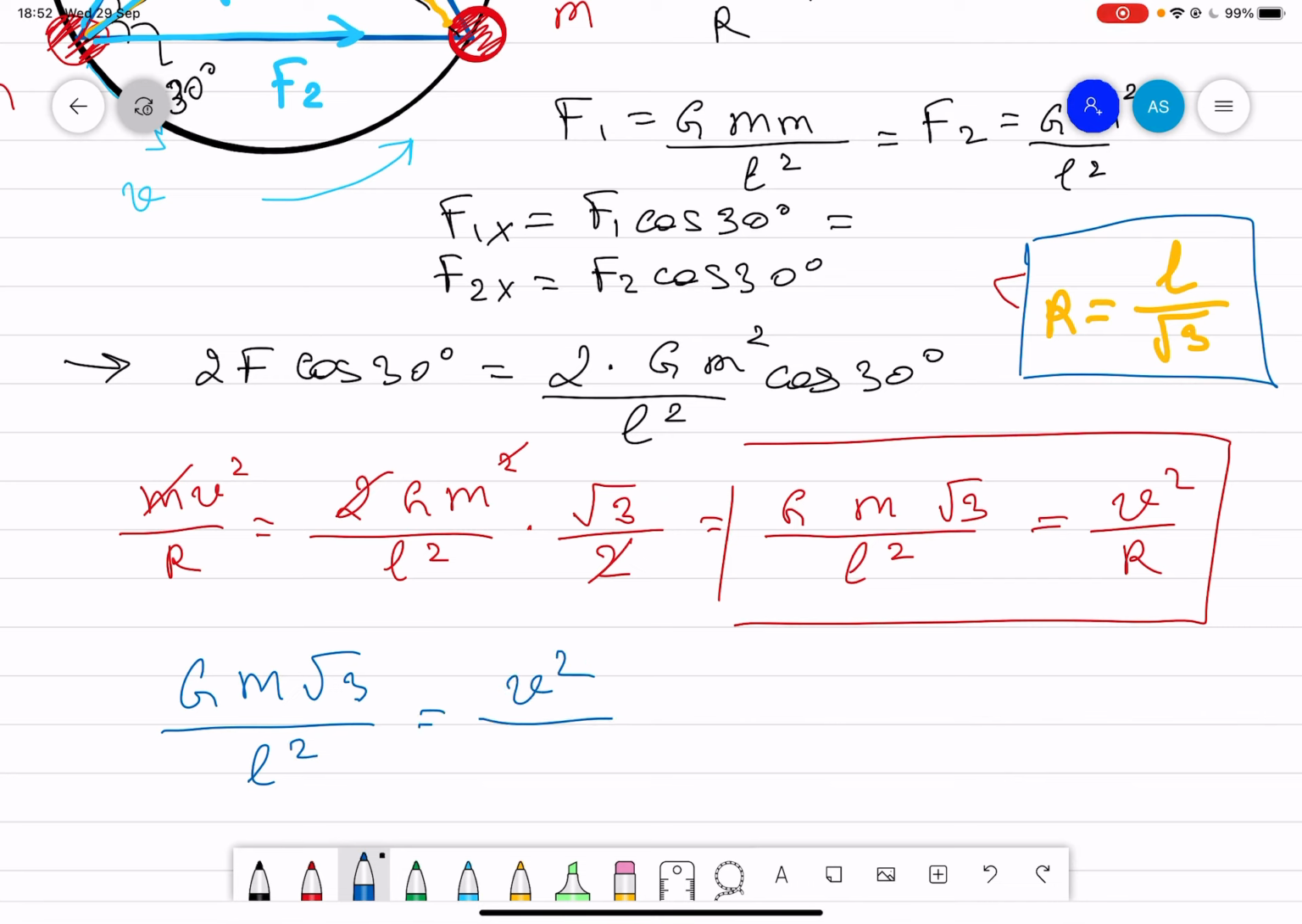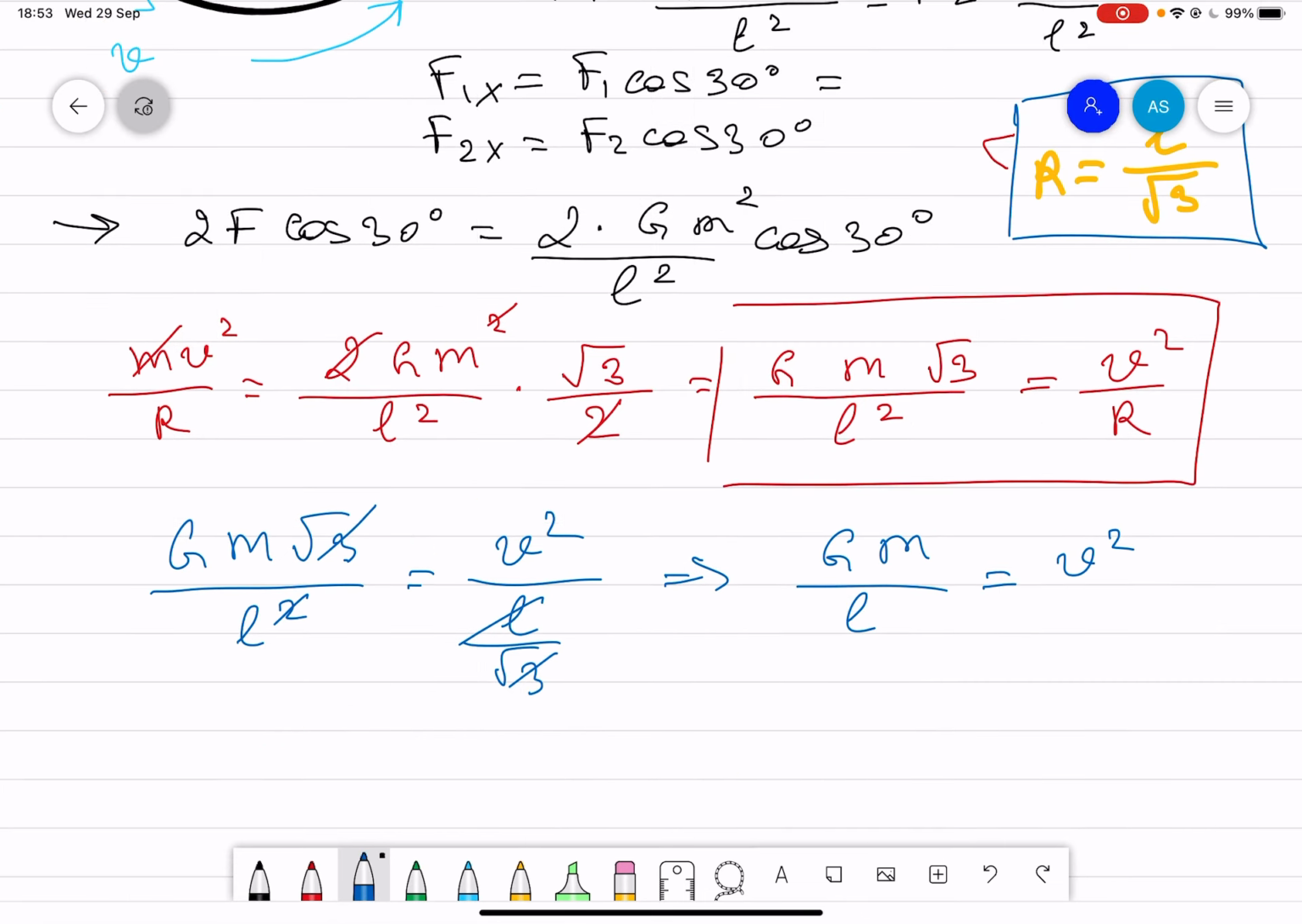Now r is equal to L over square root of 3. Now the square root of 3 goes up, so it will cancel with this square root of 3. Then one L will cancel here, so finally we will get G m over L is equal to v squared. So that's it. The final formula will be v equals the square root of G m over L. So this is our final formula.